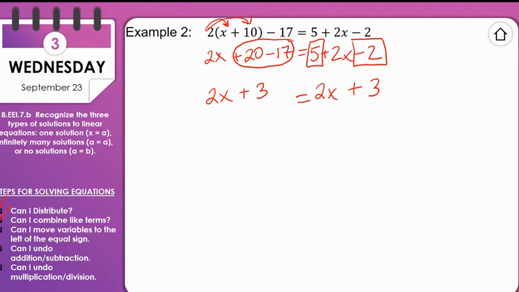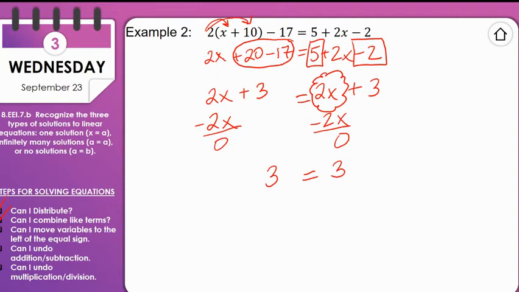Next it says, can I move my variable to the left? Here, I have 2x. 2x can be moved by subtracting 2x from both sides. 2x minus 2x becomes 0. 2x minus 2x becomes 0. 3 is equal to 3. That is a true statement.